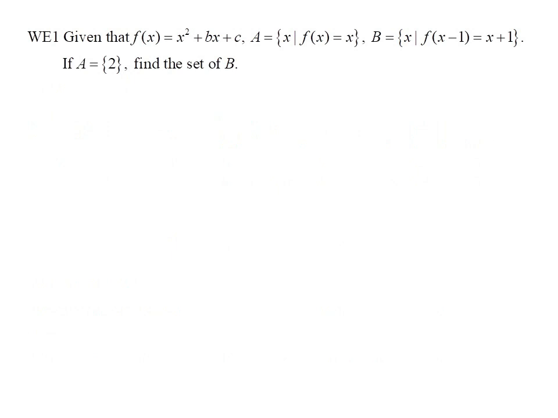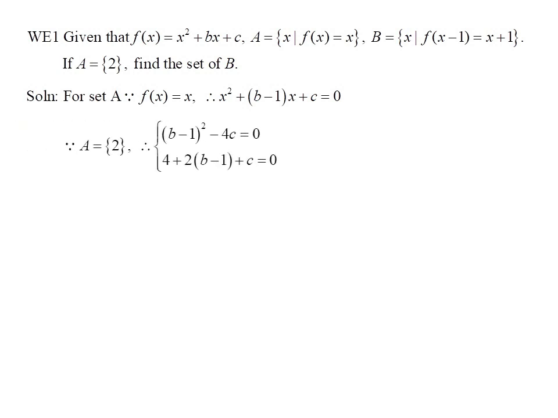Example 1 shows 2 sets A and B, where in set A the rule is f(x) equals x, while in set B the rule is f(x minus 1) equals x plus 1. Here f(x) is a quadratic function which equals x squared plus bx plus c. Set A contains only one element, which is 2, and the question is to find all the elements in set B. In order to find the elements in set B, we first need to calculate the linear coefficient b as well as the constant c in the quadratic function f(x).